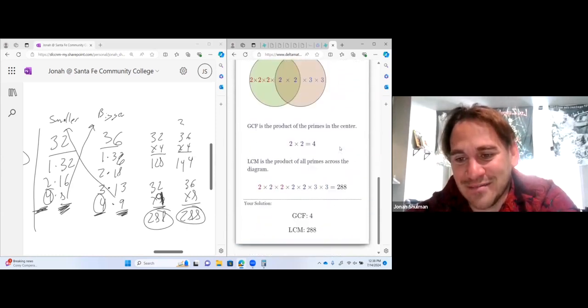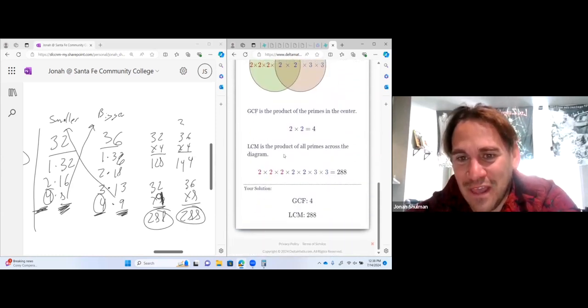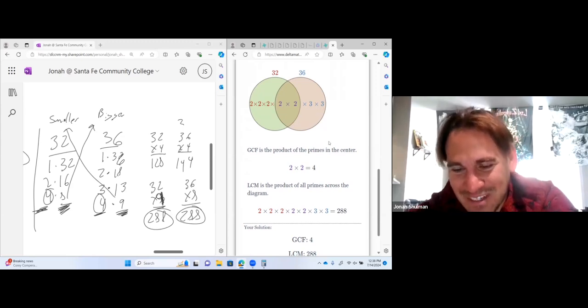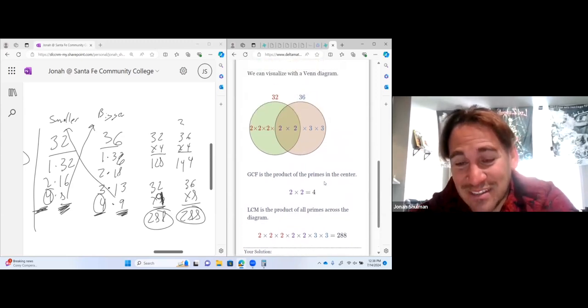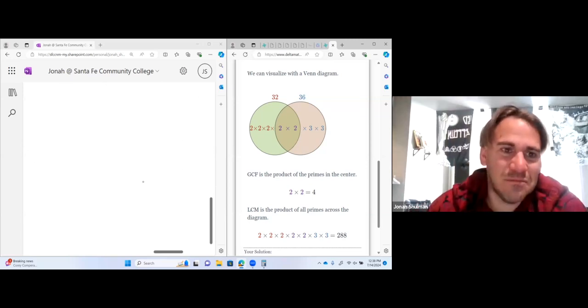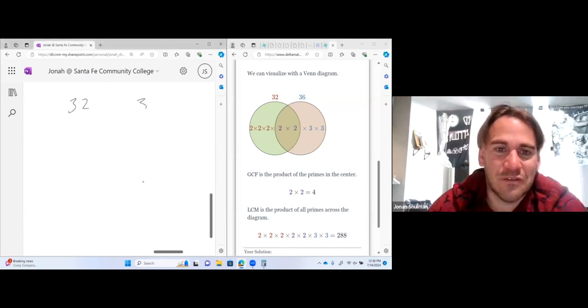Cool. And then the least common multiple is you list all the primes. So 2 times 2 times 2 times 2 times 2 times 3 times 3. You list all the primes to get it. This is actually kind of cool. So you do prime factorization of one, prime factorization of the other, wherever they match. That's really cool. I'm gonna just show it. This is what they mean. I've never seen this before, and I love learning new stuff.